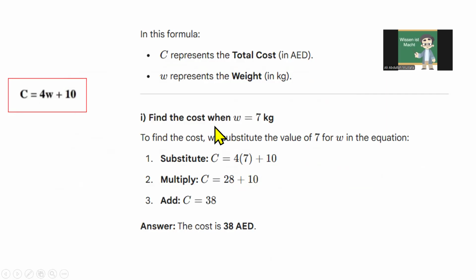So find the cost when the weight is 7 kilograms. You only substitute 7 in place of W because we are speaking about the weight and you know W is the weight, okay? So you substitute 7 instead of the weight and then 4 times 7, 28, plus 10, 38. So the cost is 38 when the weight is 7, okay? The weight is 7, the cost is 38 AED.